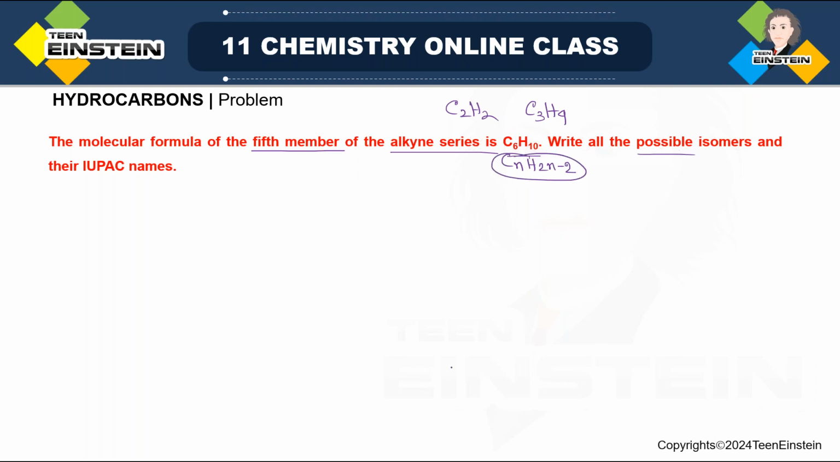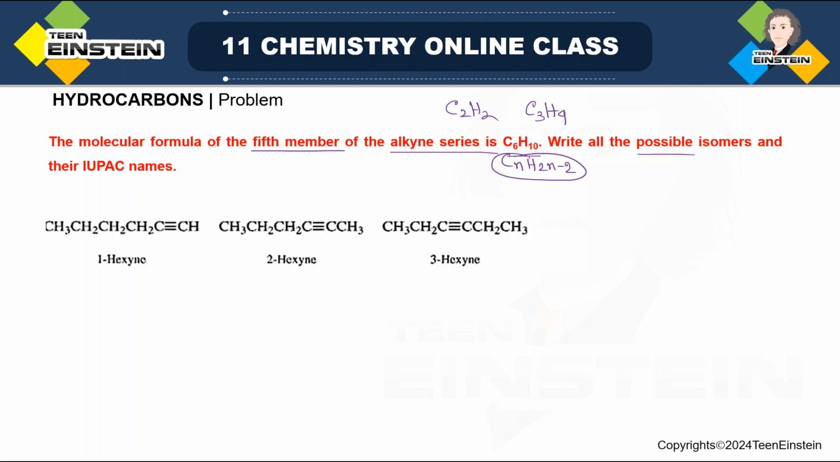So we have to write all the possible isomers and the IUPAC names. So first what we will do, we will simply consider the linear chain without any branching. When there is no branching, just change the position of the triple bond. You can put it at 1 position, you can put it at 2 position, that is 2, 3 carbon containing. You can put it at 3, that means 3, 4 containing. So in all these 3 structures, the common point is all are linear, there is no branching. And keeping that factor the same, you can have 3 variations.